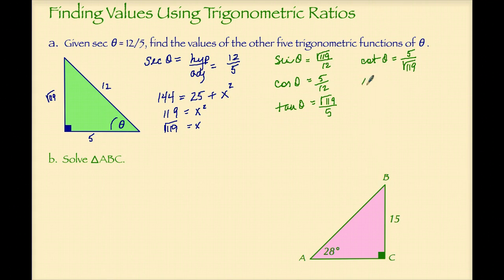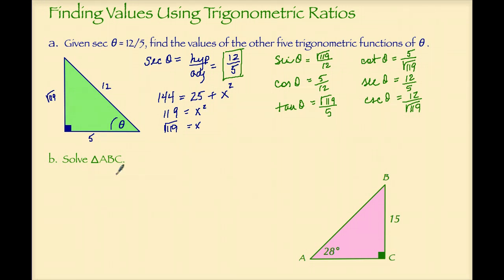Then we already know what secant is. Secant theta is 12 over 5. And then cosecant of theta is the reciprocal relationship of sine, and so that is going to be hypotenuse over opposite, which is 12 over the square root of 119. And those are the 6 trigonometric ratios with relationship to theta based on the initial information that was given regarding secant. I'm just going to leave these denominators unrationalized for this particular problem in order to demonstrate these processes.